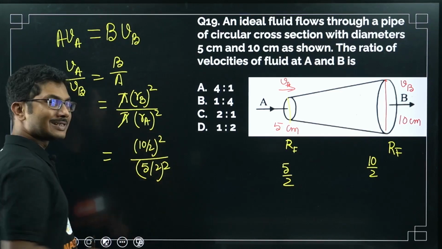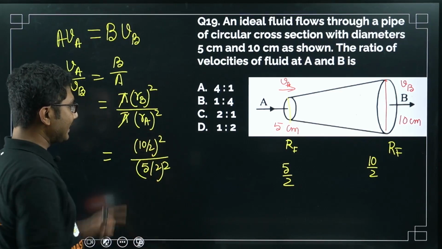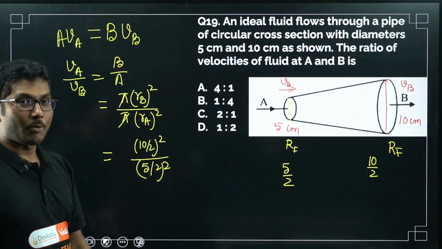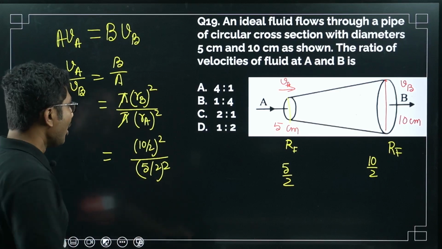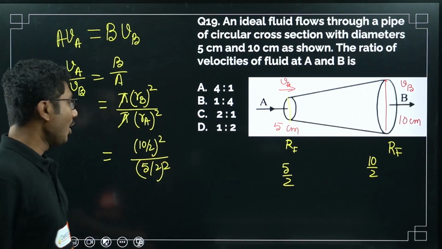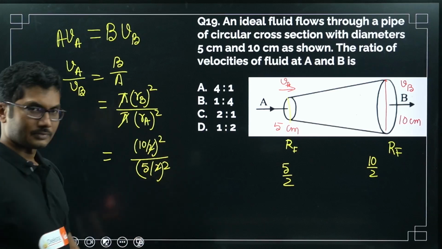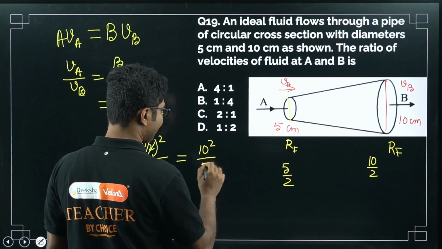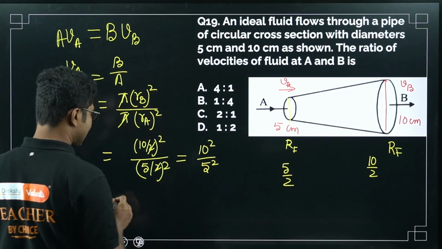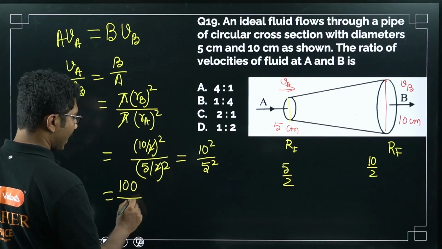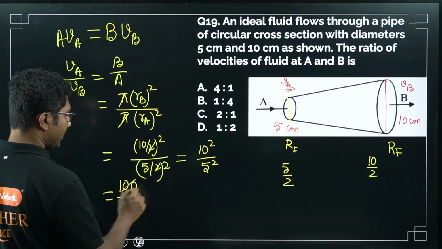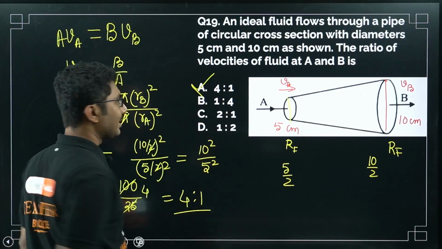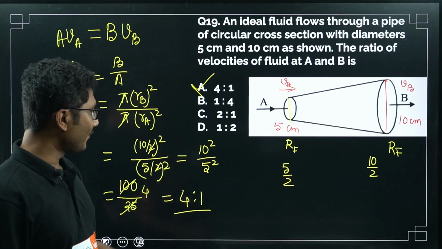Now why am I not cancelling it here? Because this 10 by 2 is going to be 5, but in the denominator it will be 5 divided by 2, so it will give me a decimal. So instead of doing that, both of them are divided by 2, so we can simply cancel these 2's. We will get 10 square divided by 5 square. Okay, so 10 square is 100 and 5 square is 25, so 100 by 25 is 4, so it will be 4:1. So 4:1 is the correct answer. Right, we have found the correct answer.